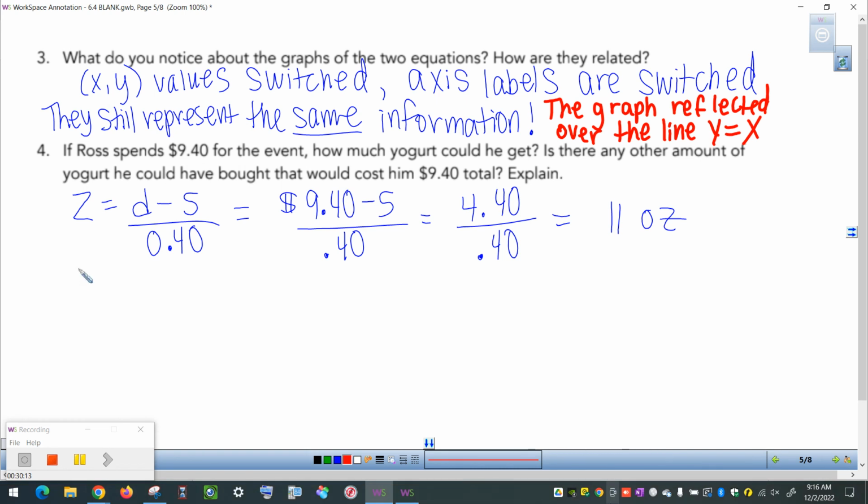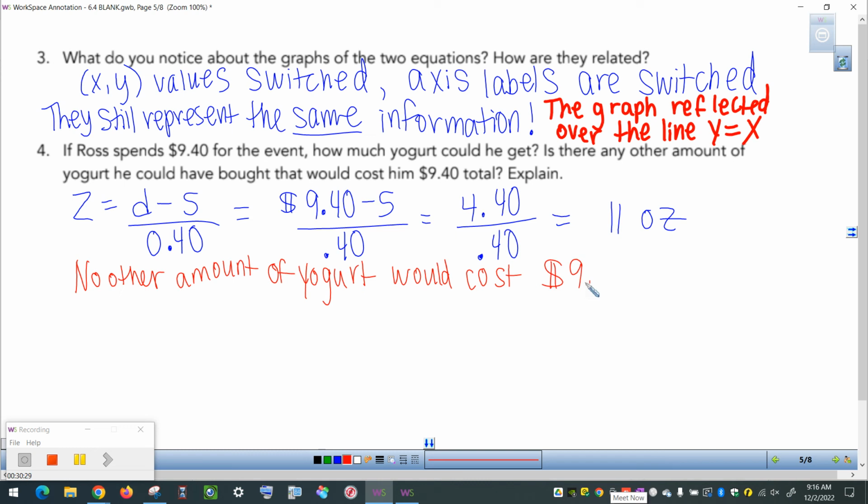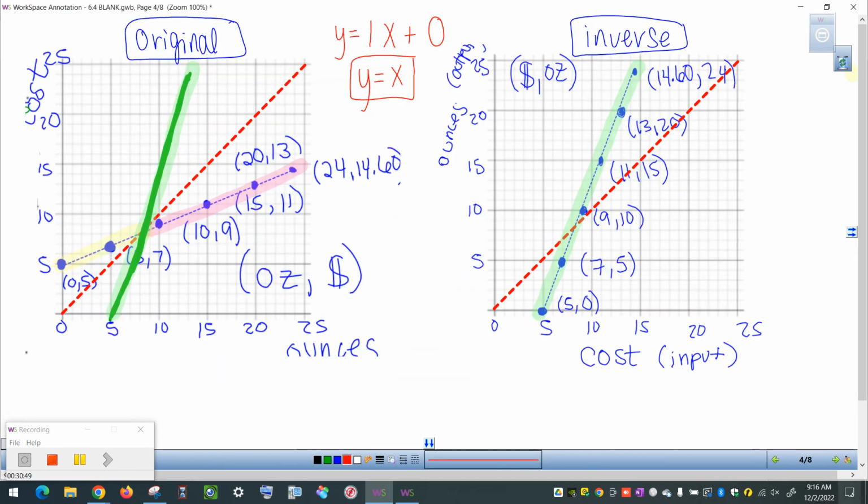So let's just make a little note here. No other amount of yogurt would cost $9.40. And so what we're noticing here, because there is only one output for each input on the original graph, actually let's look at this one. The original graph, every input only has one output, so this is a function.